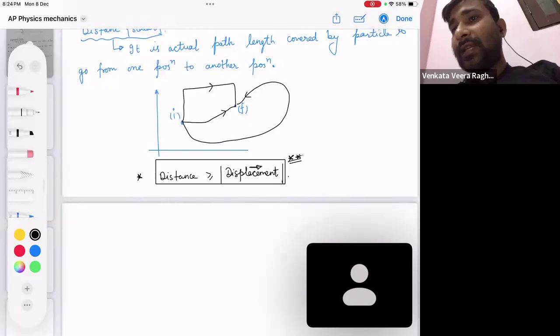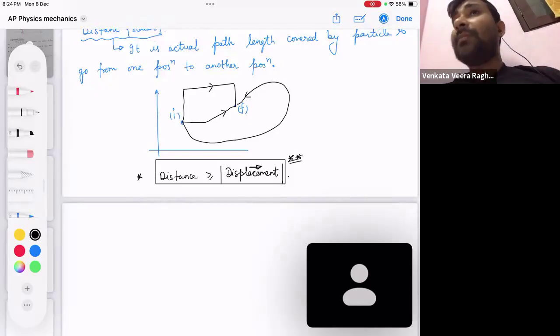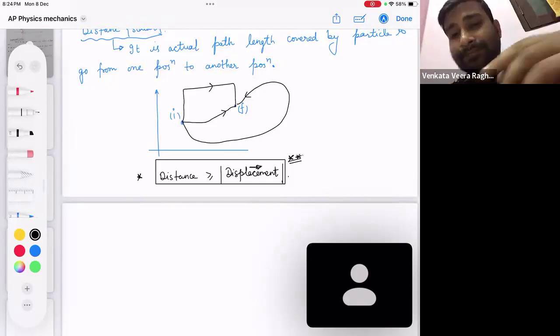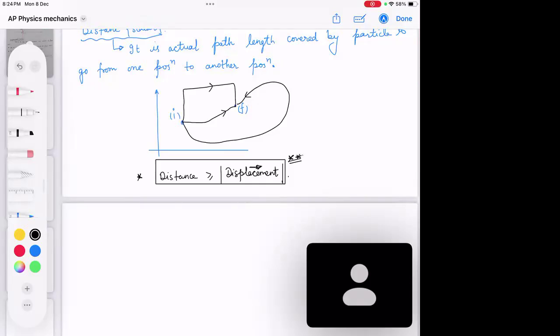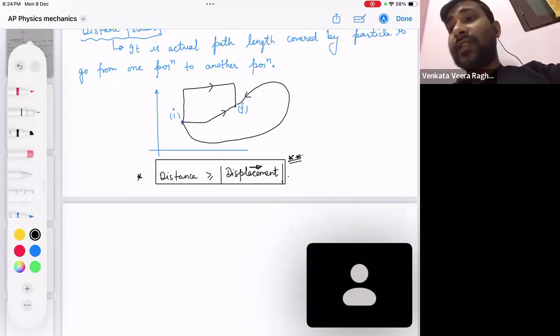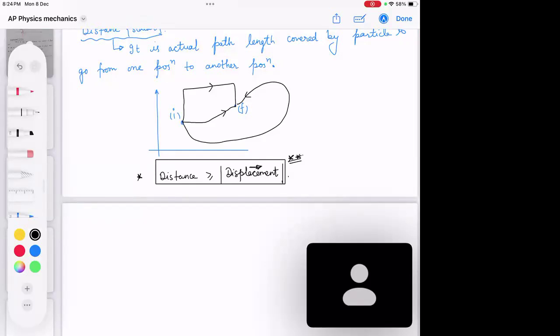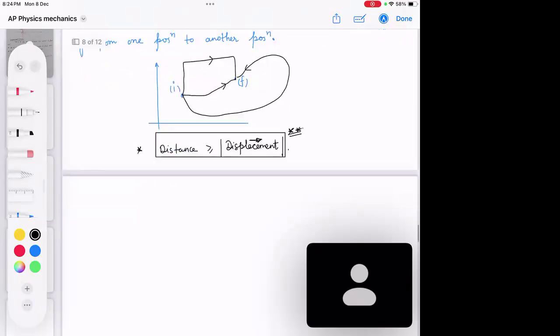Distance and displacement cannot be compared. Can you compare distance and displacement? Both are different types of quantity. One is a scalar, another one is a vector. So you cannot compare them, but can you compare their magnitudes? Yes, sir. Right. That's why, understood.